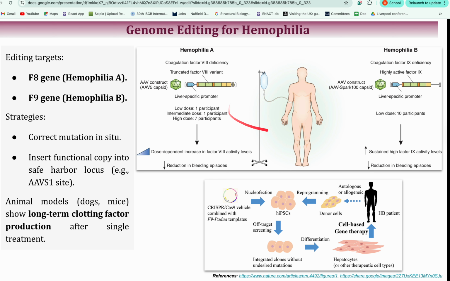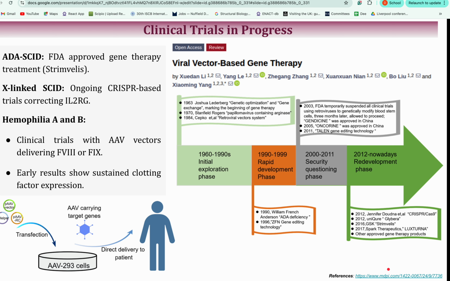Okay, so this is about how we can treat hemophilia A and B with the help of genome editing. And similarly, these are the cell-based gene therapies, and CRISPR-Cas9 is used in them to treat the hepatocytes, which are the liver cells. So, clinical trials are in progress.